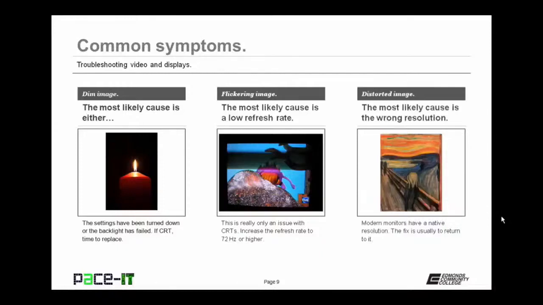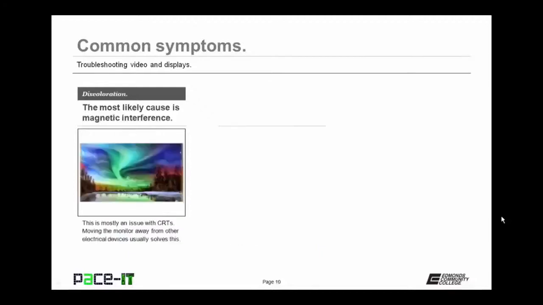If your display is suffering from a distorted image, the most likely cause is using the wrong resolution. Modern monitors have a native resolution. The fix to a distorted image is usually to return to the native resolution.